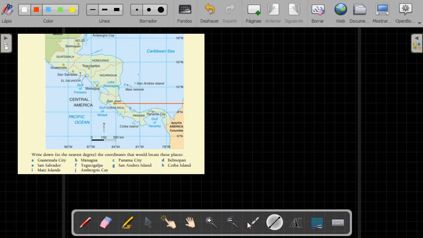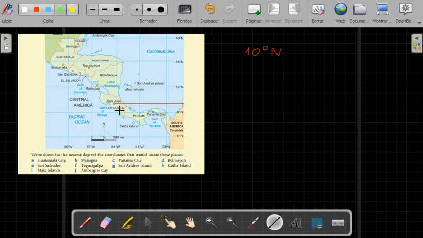And there we can see that we are between 9 and 12, perhaps at 10 degrees north. So I'm going to write 10 degrees north for the latitude. Now, what about the longitude?